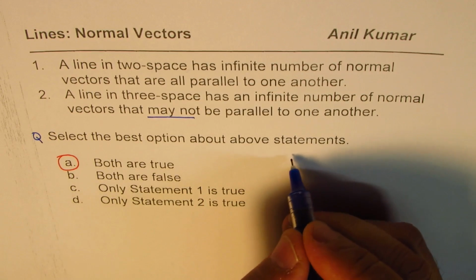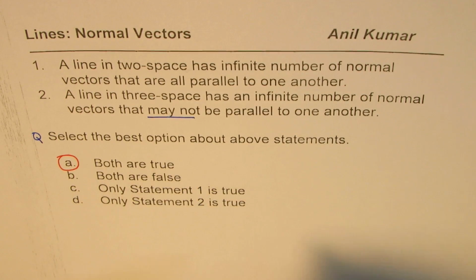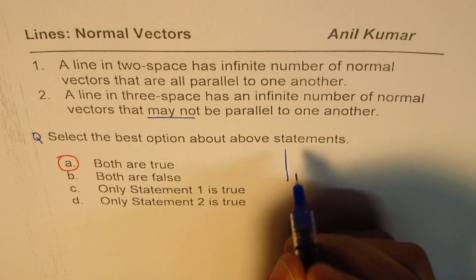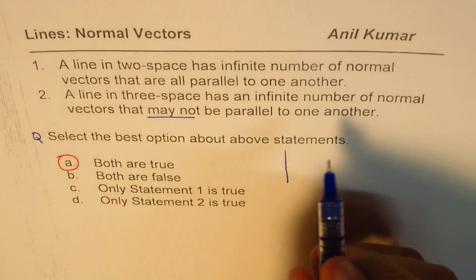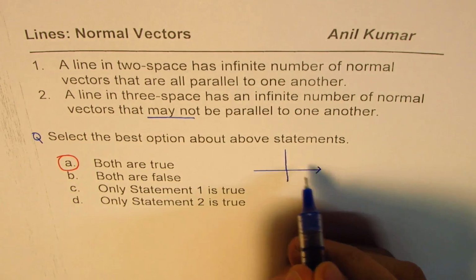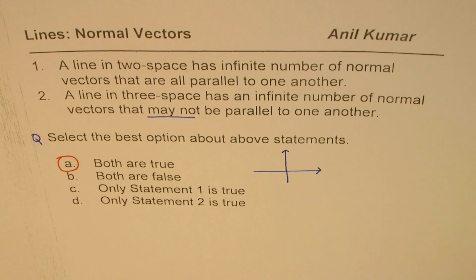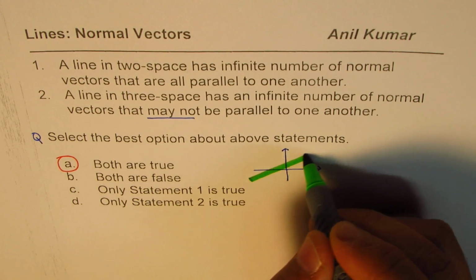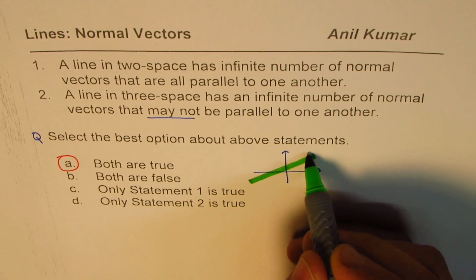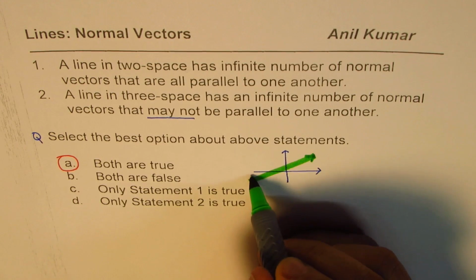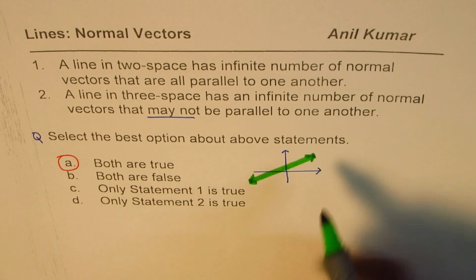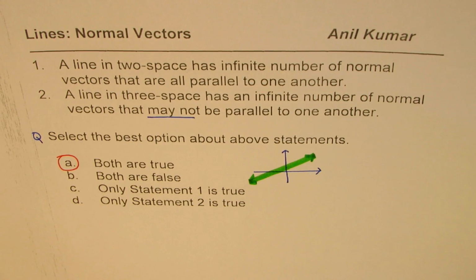So let's consider the graph for each, right? So let's say when we are talking about 2 space, so we have x and y axis, correct? Now in x and y axis, you can always draw a line. Let us say this is the line, right? So what we have here is this plane, right, of paper. So this line is on the paper.